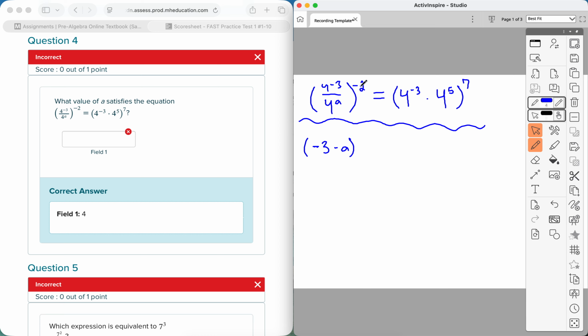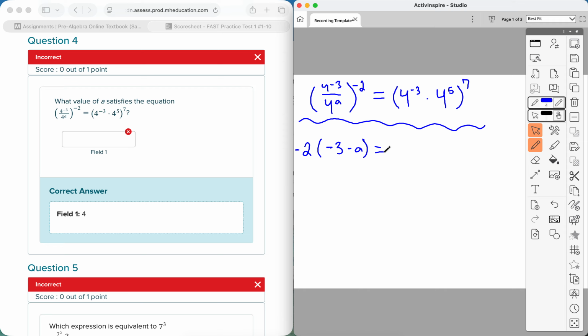And then when we have an exponent on the outside of parentheses like this, we end up multiplying it. So if it has to multiply to everything in the parentheses, then it's basically distributing. So I'll put that -2 outside the parentheses like this.